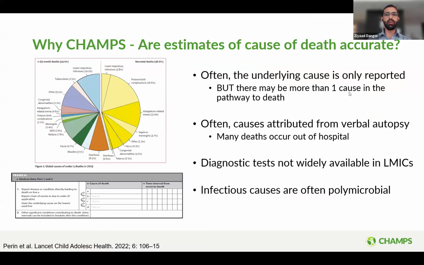But often the underlying cause is the only cause that's reported in these pies. And we know that death can be caused by more than one cause in the pathway. Often we find that these causes are attributed to verbal autopsy because a lot of these deaths are happening outside the hospital environment. And we know that in LMICs, diagnostic tests are not widely available. So often you don't get the granularity that you require to ascertain the cause of death. And if these causes of death are infectious, then we know that often these are polymicrobial in nature.